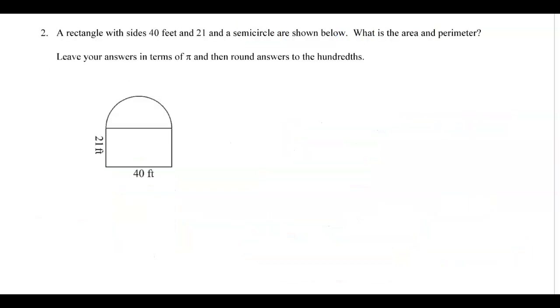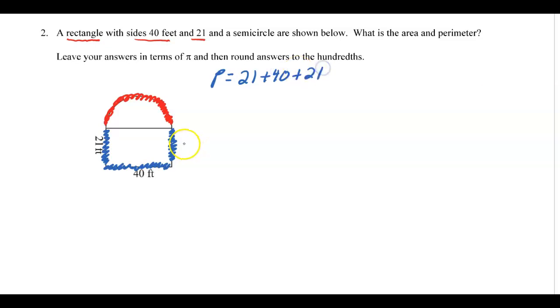Let's take a look at problem number 2. In problem number 2, we have a rectangle with sides 40 feet and 21 feet, as shown below. What's the area and the perimeter? So the perimeter are these 3 blue sides plus the red side. So the blue sides are 21 plus 40 plus 21, because the right side is 21, plus half of the circumference of the circle.